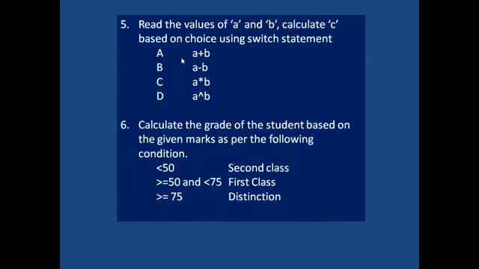If your choice is A, you have to calculate A plus B. That is going to be your C. And if my choice is D, the value of C is going to be equal to A power B, right? You have to use the switch statement. And the last exercise is you have to calculate the grade of the student based on the given mark. You get the mark as input, and based on the mark, if it is less than 50, you have to award second class. If it is greater than or equal to 50 and less than 75, you have to award first class. If it is greater than or equal to 75, you have to award distinction.